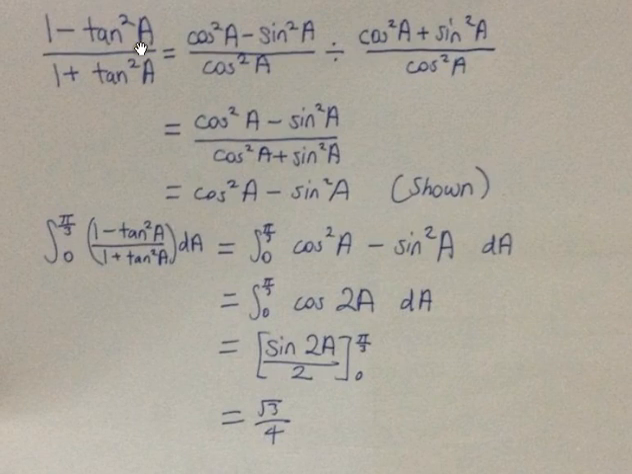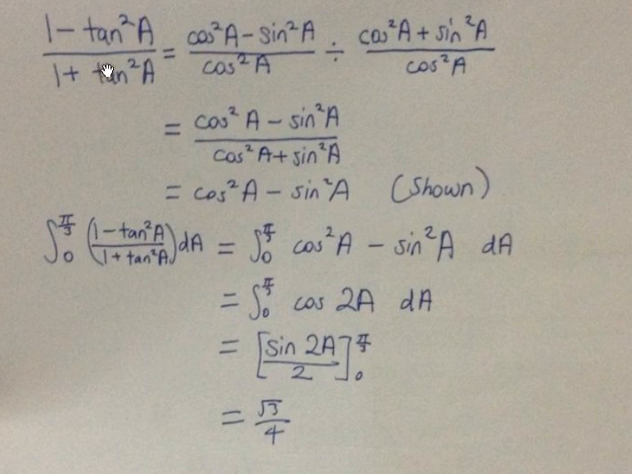Okay, 1 minus tangent square A out of 1 plus tangent square A. We want to prove this identity. So first part I'll just use simple trigo ratios. So this is actually equals to cosine square A minus sine square A out of cosine square A. Because tangent square is actually equals to sine square A out of cosine square A.